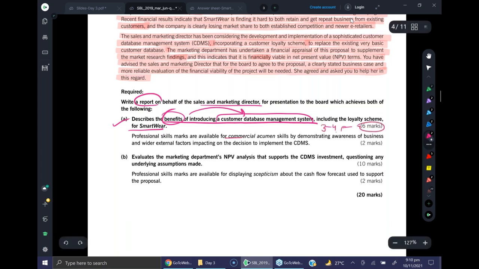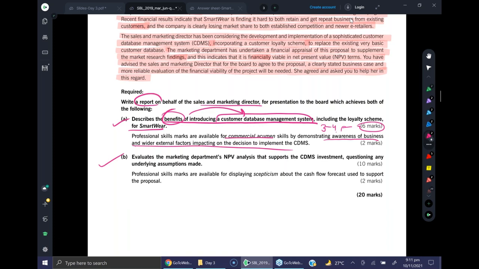Professional skills marks are available for commercial acumen skills by demonstrating awareness of business and wider external factors impacting on the decision to implement CDMS. Yeah. So which means that we need to have a broader aspect, broader knowledge of how these kinds of systems may help. Requirement B, that's interesting, because we did this kind of question on day one.